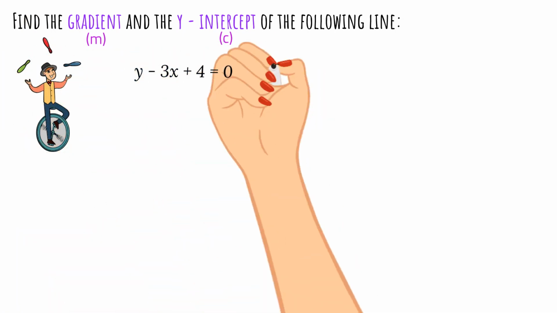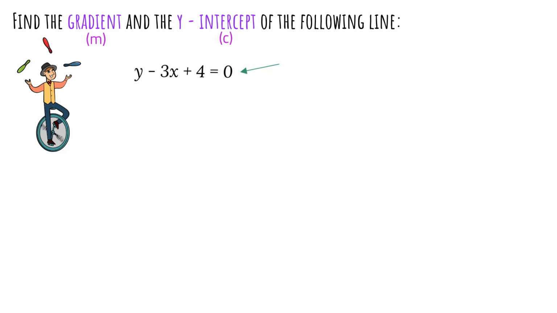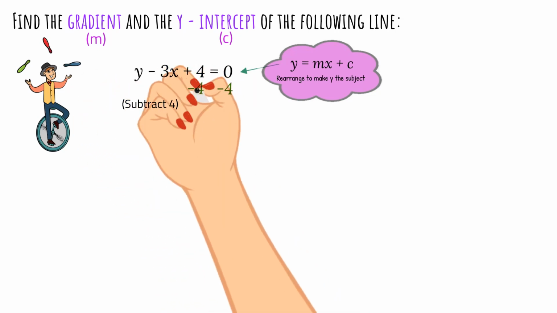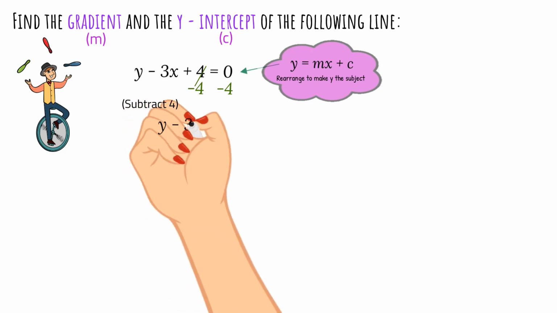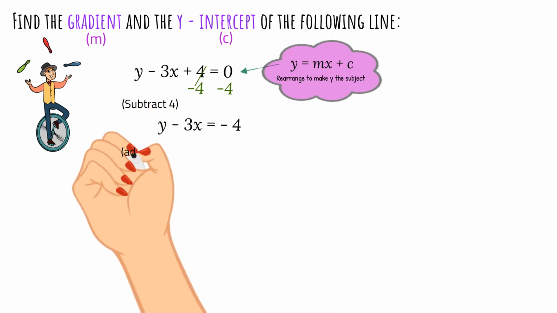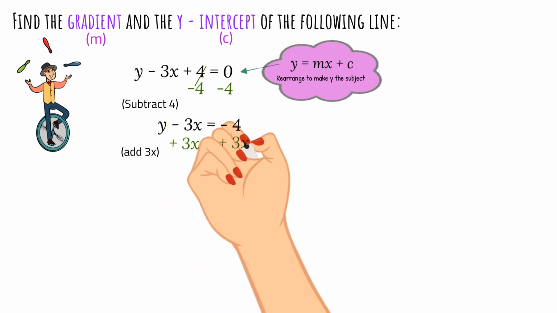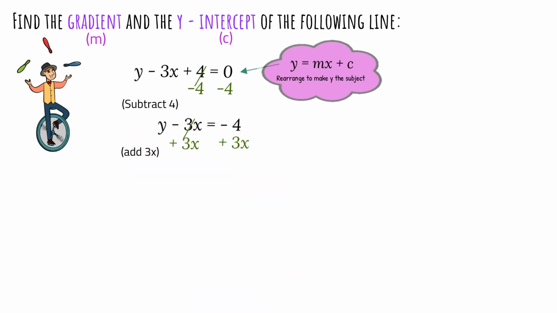Let's mix things up just a little bit. What if I want to find the gradient and y-intercept of this line? Well, to identify the gradient and y-intercept, we need it in the form y equals mx plus c. So we're going to rearrange to make y the subject. You should be quite good at doing this if you're at this stage of algebra. So we're going to subtract 4 from both sides, which eliminates it from the left-hand side, and I'm left with this. And now I'm just going to add 3x to both sides. That eliminates it from the left-hand side, and I'm left with 3x minus 4 on the right-hand side, and y is the subject. And now I can easily identify that 3 is our gradient and minus 4 is our y-intercept.